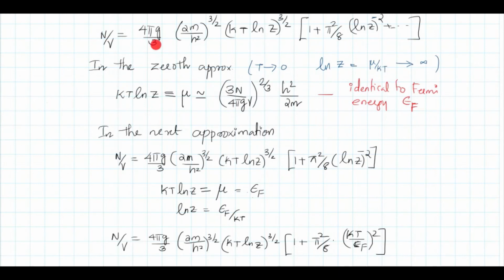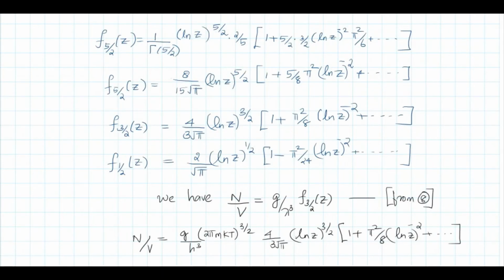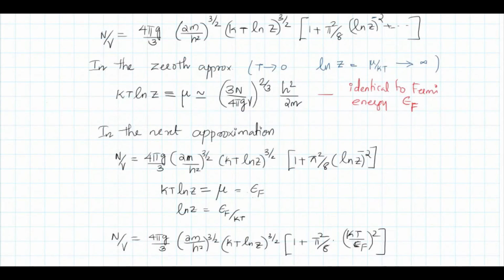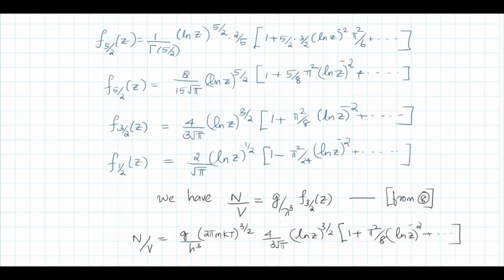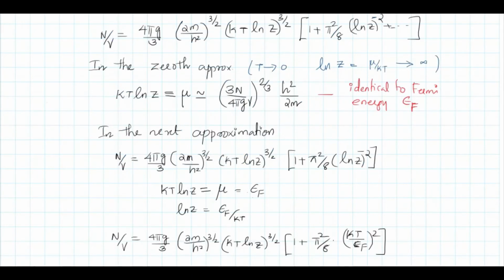It is 4 pi g by 3, 2m by h square raised to 3 by 2. And log z you can again substitute back: here you have kT raised to 3 by 2, here you have log z raised to 3 by 2, so that becomes kT log z raised to 3 by 2 into 1 plus pi square by 8 into log z raised to minus 2 plus etc. Okay, this is n by v.